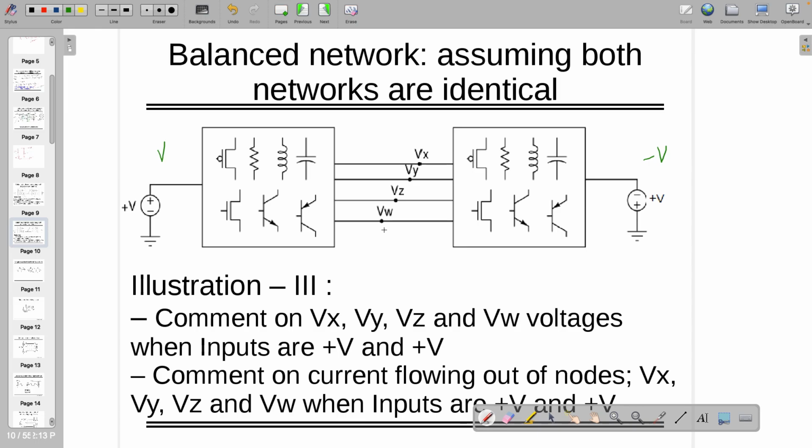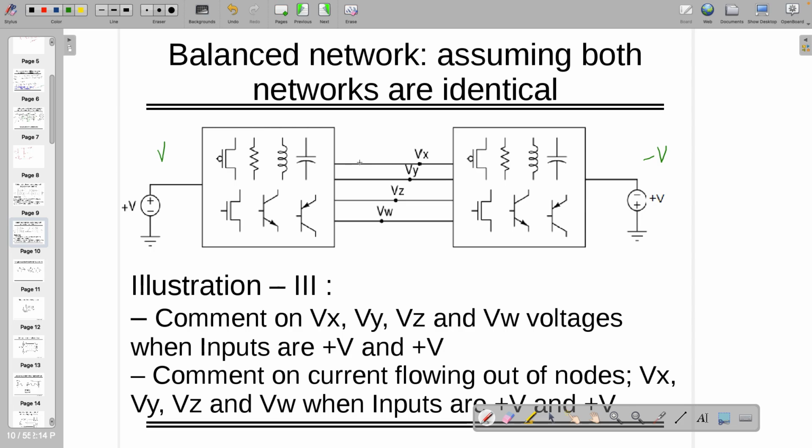Zero. So they have to be zero. Why do you think it's zero? For the same network, we are applying plus V input here and minus V there. So that output will be superimposed on each other. So that was Vx, Vy, Vz.